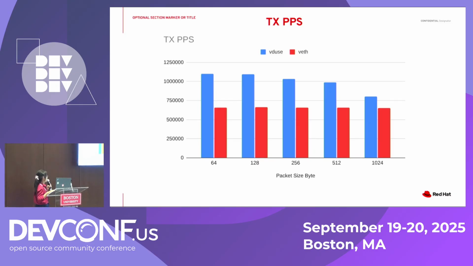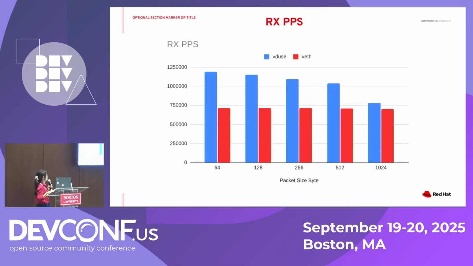Then let's look at the TX PPS performance. For this test, we covered packet sizes from 64 bytes to 1 kilobyte. VDUSE can consistently achieve higher TX PPS than veth. If we look at the RX PPS, it matches what we saw on the TX side. VDUSE is higher than veth.